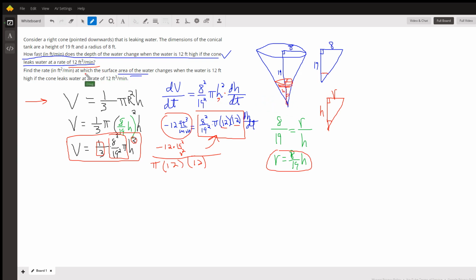Okay, so look up the formula for the surface area of a cone and follow the same kind of steps. There you go.